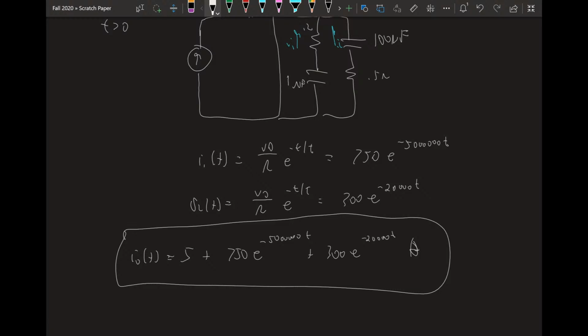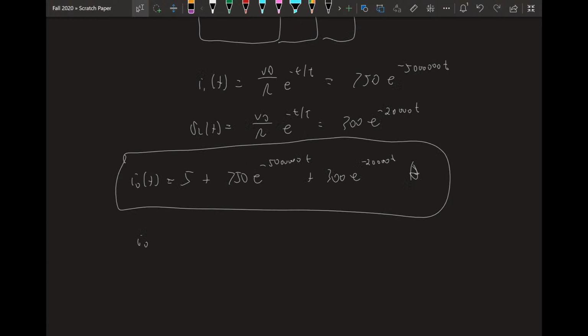As a double check, using this equation, I0 of 0 equals 5 plus 750 plus 300, precisely what we got earlier. I0 of infinity equals 5 plus 0 plus 0, which equals 5. Check marks, it matches up, right?